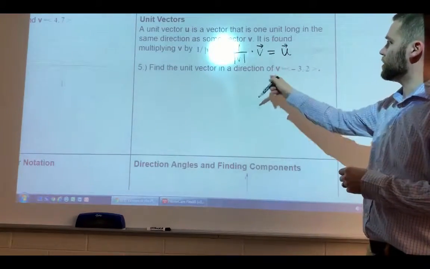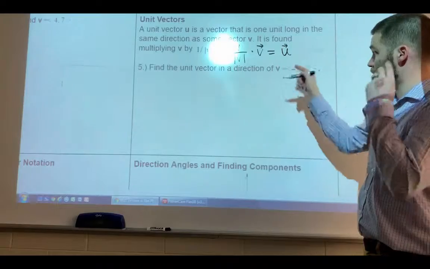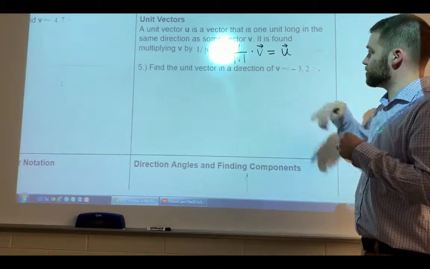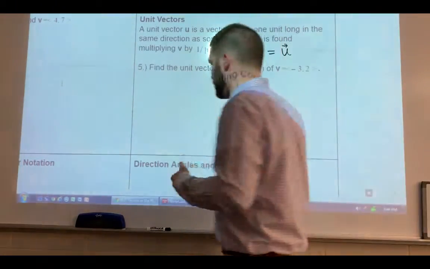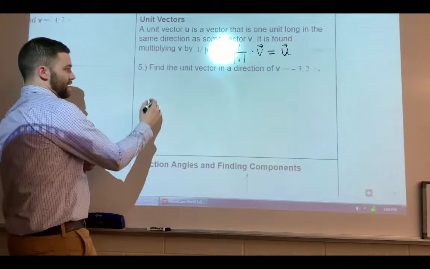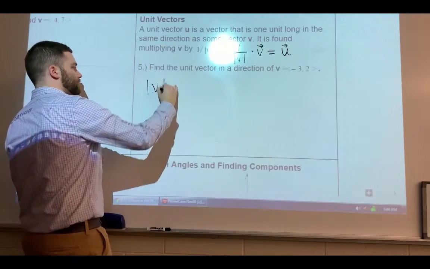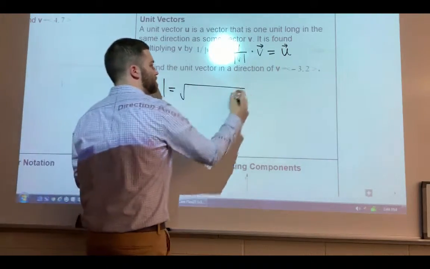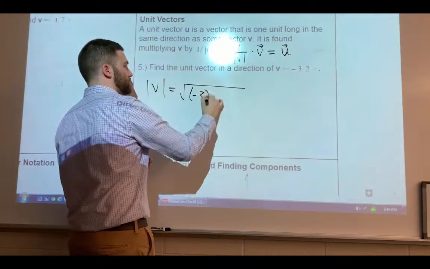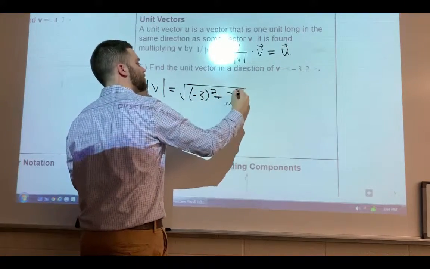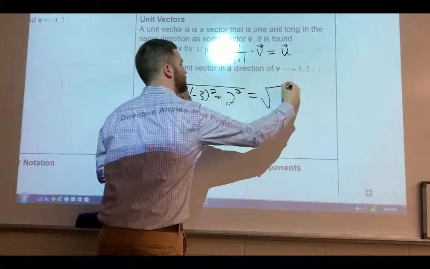So let's find the unit vector in the direction of V, which is given by -3, 2. -3, 2 are the components. So let's first find the magnitude of V. The magnitude of V will be equal to the square root of -3 squared plus 2 squared. That turns out to be the square root of 13.